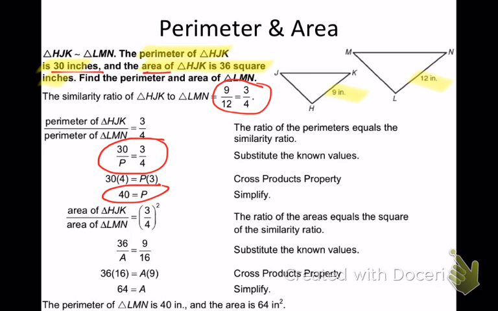Okay? Then this one also gives me the area. It says the area is 36. Well, instead of using 3/4, now I'm going to use 3/4 squared. So I have 36 over A equals 9 over 16. I use cross products. My area now is 64. So what you have to be able to recognize is that you need to square the ratios when trying to find the area.